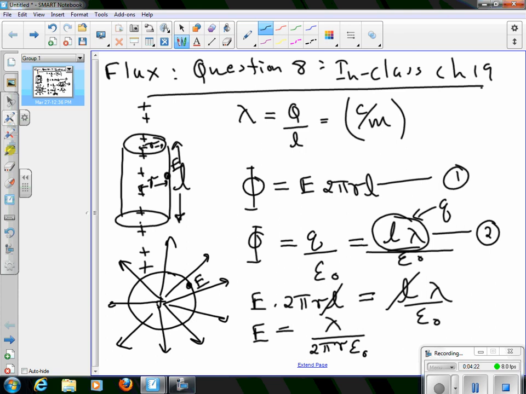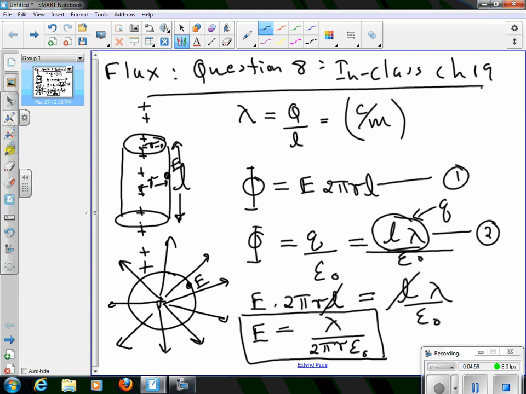So this is what we need now: the electric field at R distance away from the infinite line. Did you get it? Now look at the electric field. Everything else is constant except R. R is in the denominator. So when you go away from the infinite line, the electric field decreases rapidly because it's a 1 over R function.